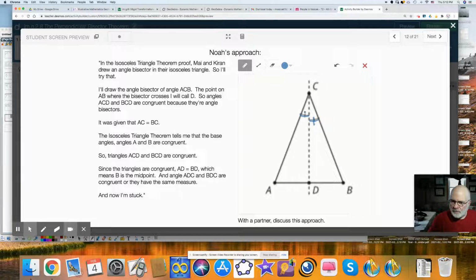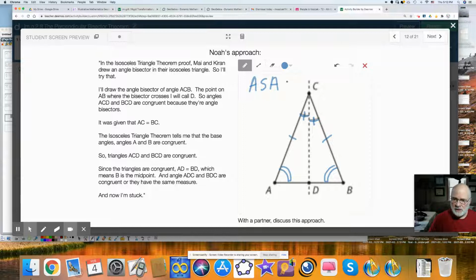And after making sure the angles are congruent, he says, it was given that AC is equal to BC. The isosceles triangle theorem tells me that the base angles of an isosceles triangle are congruent. Now look at what he's got here, folks. He's got angle, side, angle. And we know there's a theorem that we can use. I don't think he knows that. He says, so the triangles are congruent. Why? You need to tell him to put some reasons down.